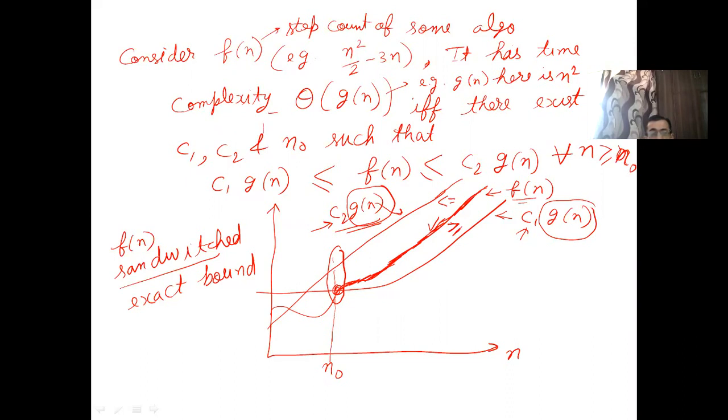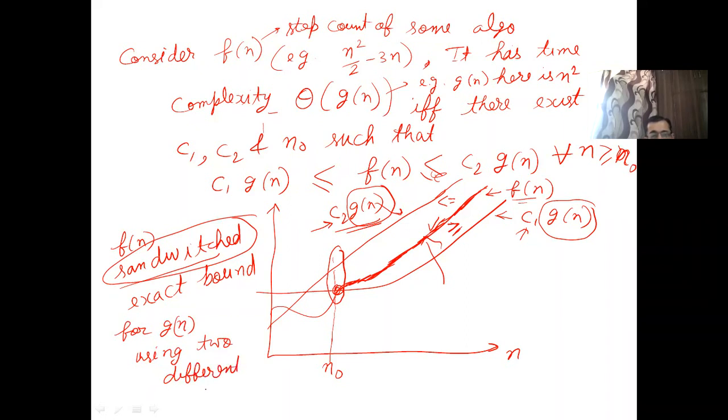So we were talking about whenever we have some curve, let me just have the pen. Yeah, so this is my total count. I say it is sandwiched, and in between, the same g(n) using two different constants. If it is so, then I am able to find the exact bound notation using two different constants.